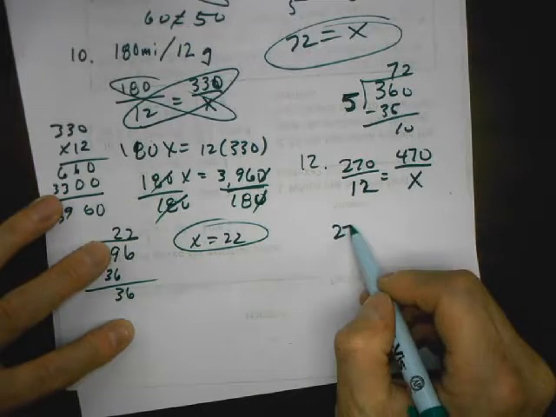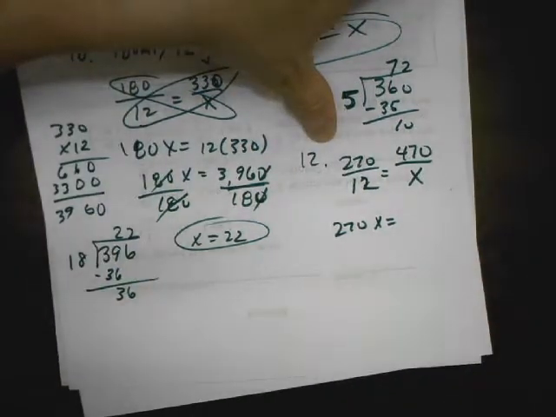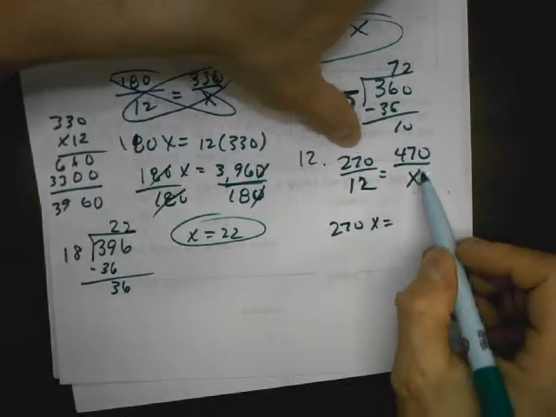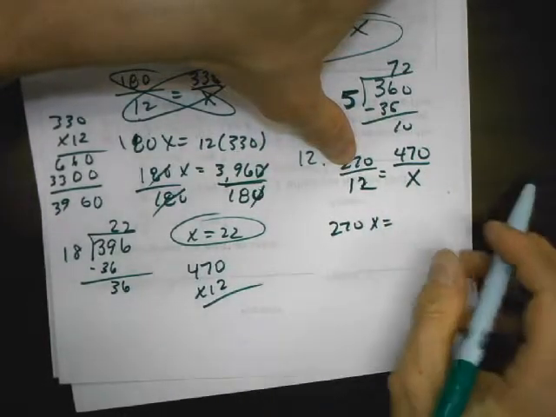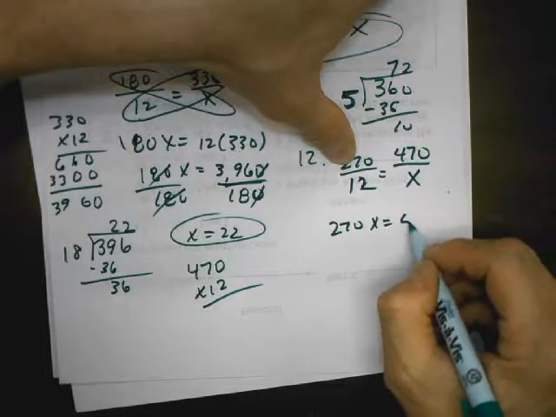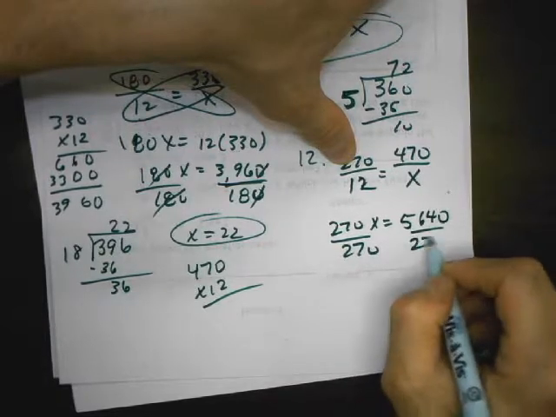270. Cross multiply. So I'm going to multiply 12 times 470. Go over here and multiply those two. Okay, and you should get 5,640. Divide these two.